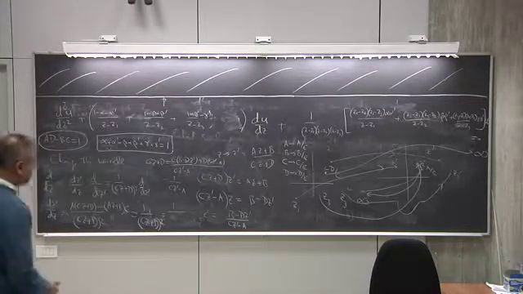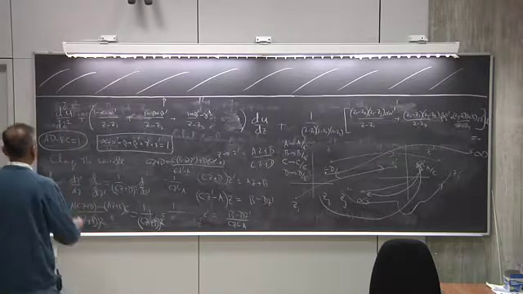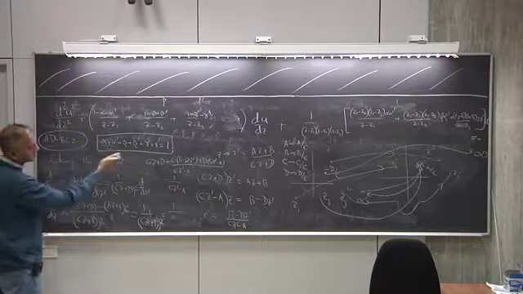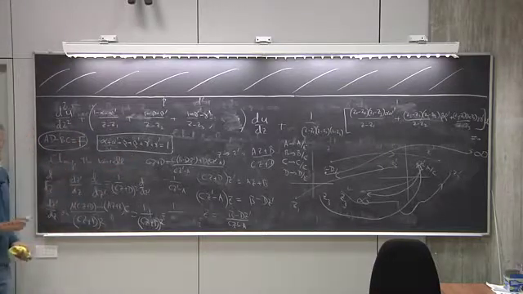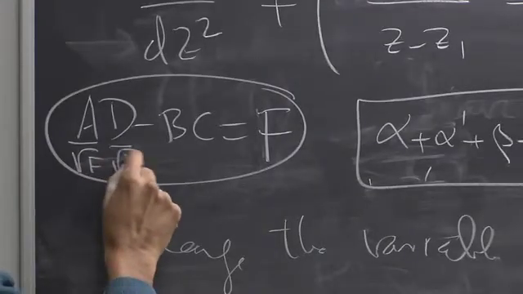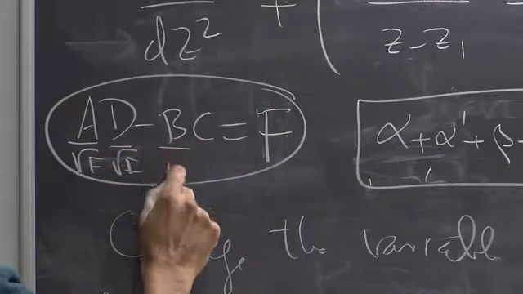Suppose AD minus BC was not equal to 1, let's say some f. I just divide everything by root f. This f is some constant, a complex number.